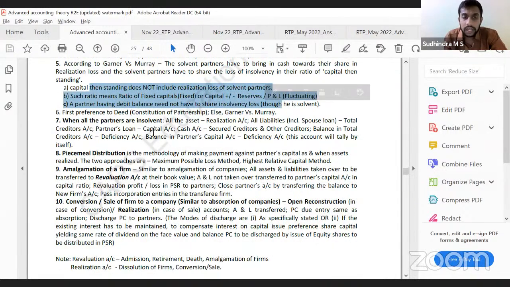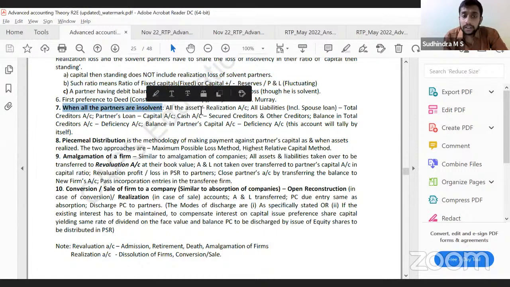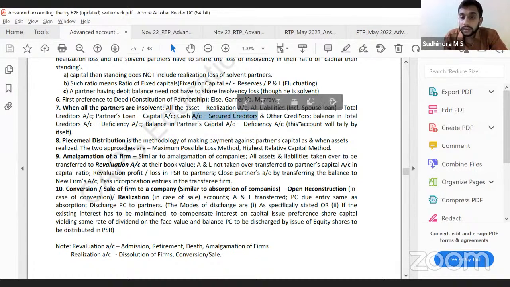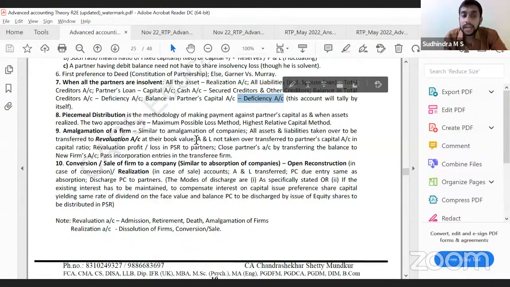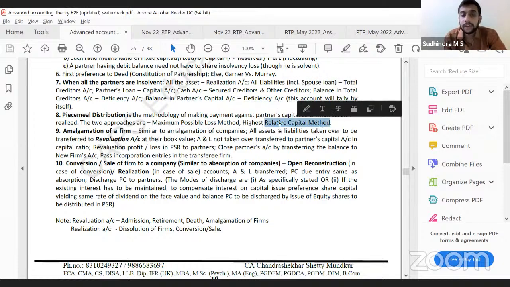It's given here. When all partners are insolvent, all the assets go to realization, all liabilities, including partner's spouse loan, to total creditors account, partner's loan directly to capital account. Then from the cash account we will pay secured creditors and other creditors. Balance in the total creditors is transferred to deficiency. Balance in capital account also is transferred to deficiency, which will tally by itself. Piecemeal distribution, we have the maximum possible method and the highest relative capital method.